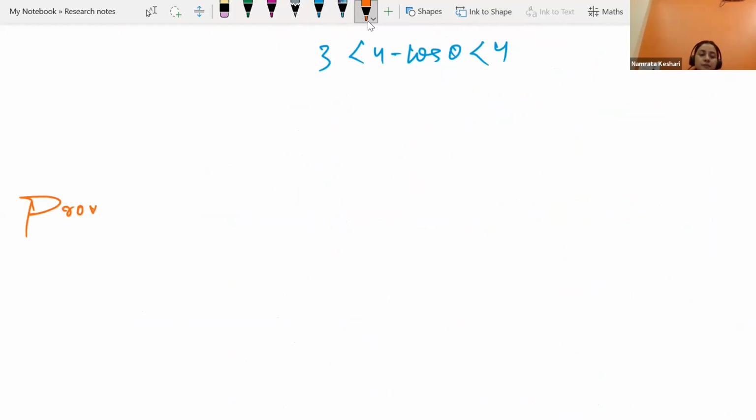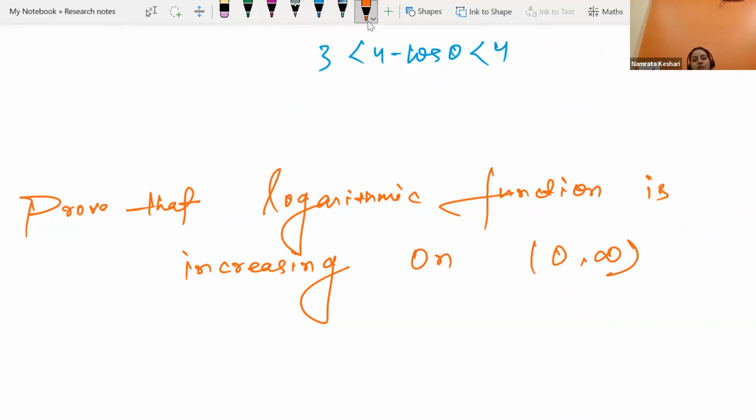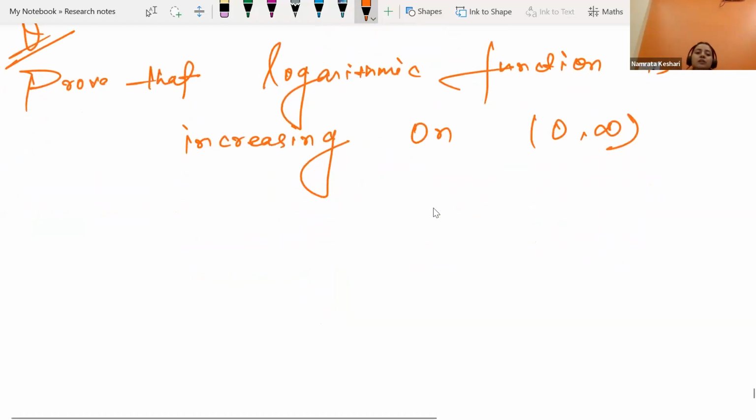Prove that logarithmic function is increasing on 0 to infinity. Okay, we have to show that logarithmic function is an increasing function in this interval. Let's think about it. What is logarithmic function? Can we write f of x is equals to log x? That's the meaning of logarithmic function, right? Yes, ma'am.